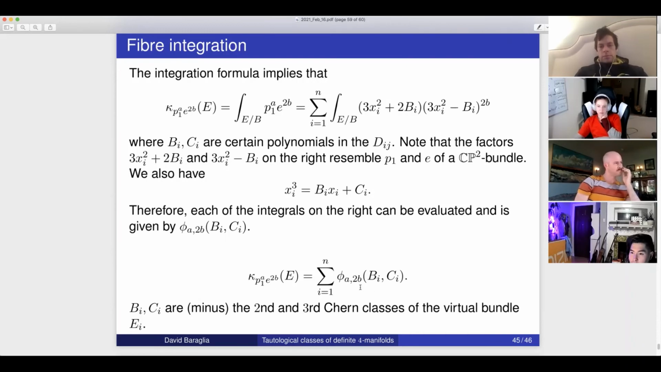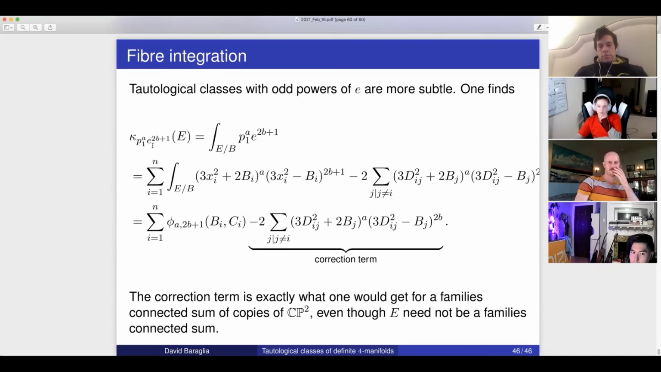So this basically gives you the formula. Then you can do the same for odd powers of E, but there are some correction terms, so I don't think there's much point going into it. I just put this formula here to illustrate what it looks like. You do these fiber integrals and you get a term like that, and you get a formula which looks exactly like what you would get for a connected sum of families of CP2. Okay, so I'll stop here.